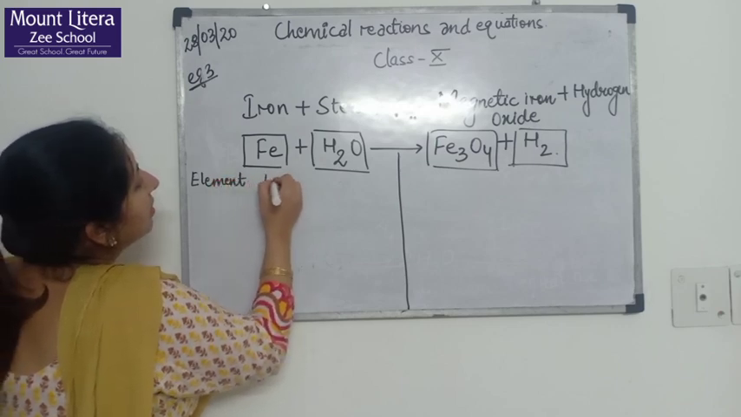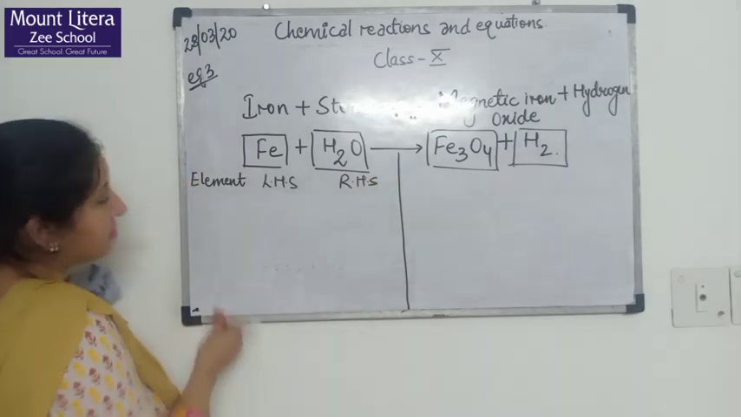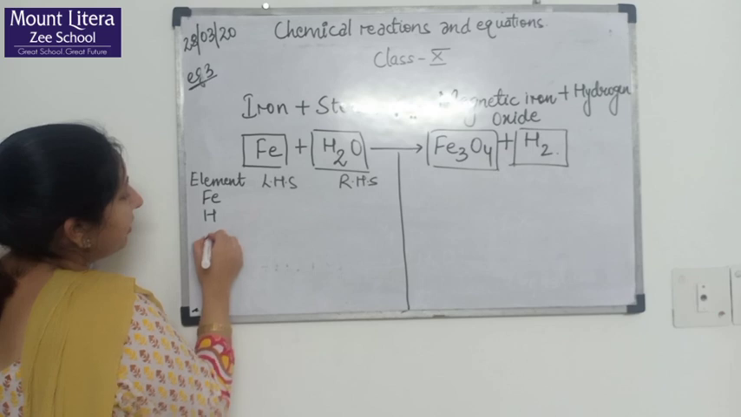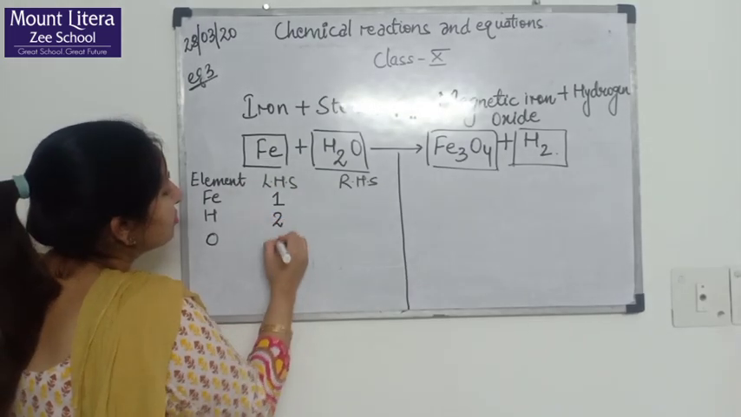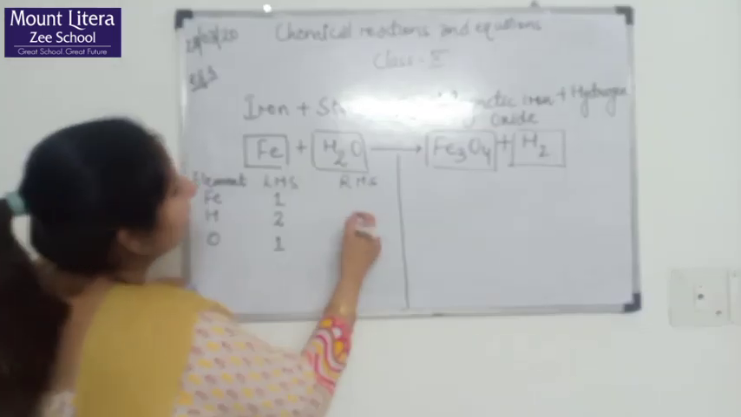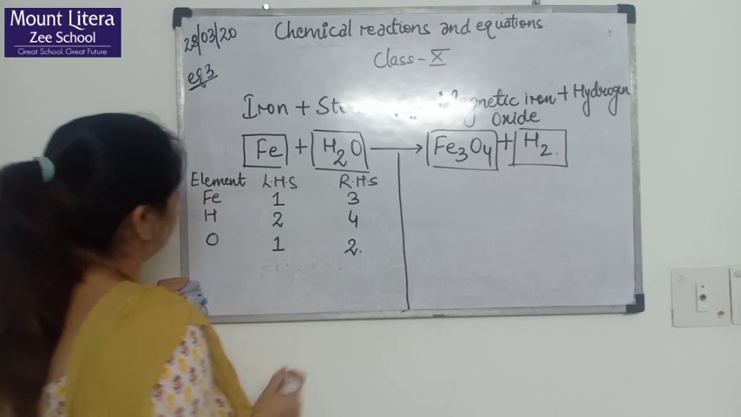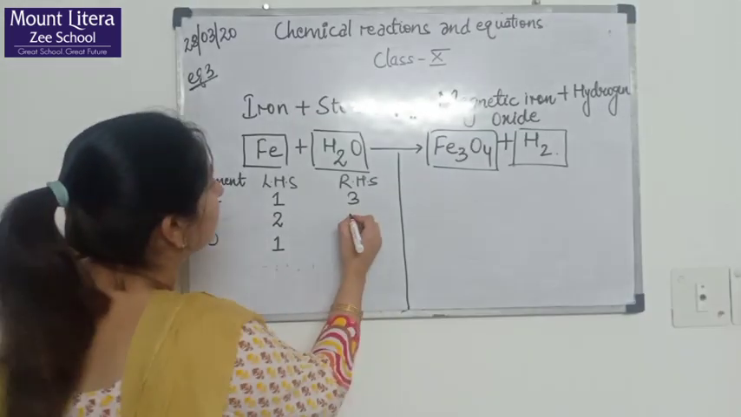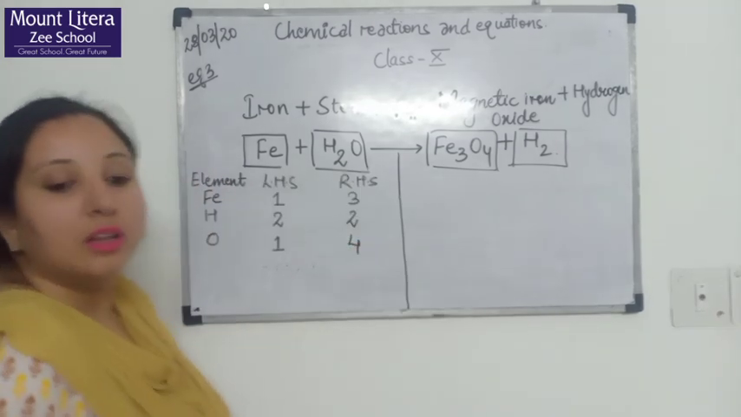Element, LHS and RHS. Iron is over here, hydrogen is over here and oxygen is over here. Your iron is 1, hydrogen is 2, it is 1 over here. 3, 4, 2. Sorry. 2 and 4 over here.